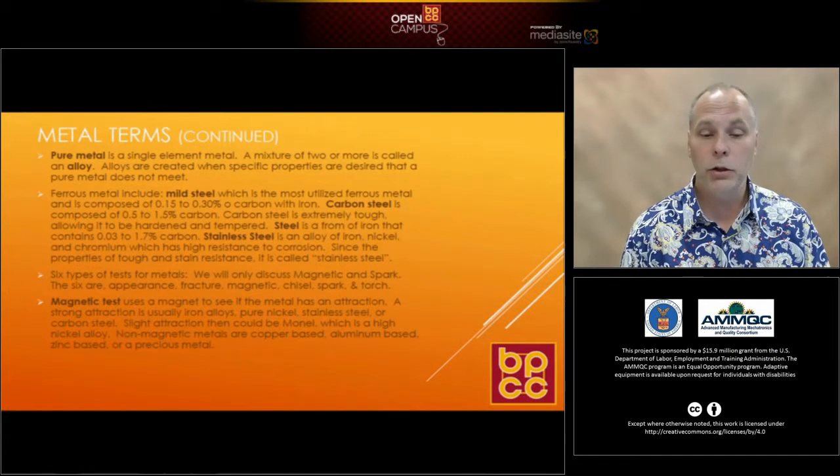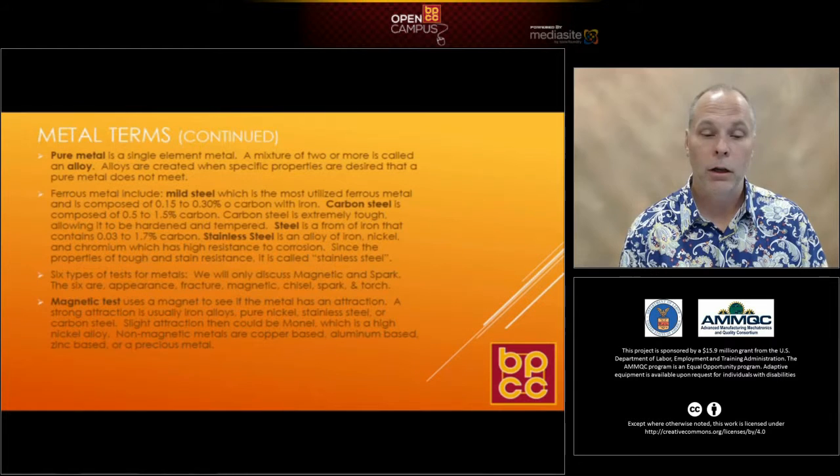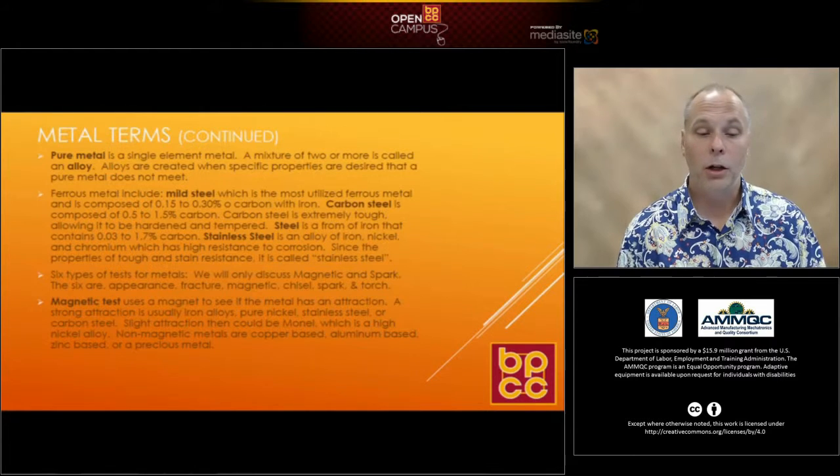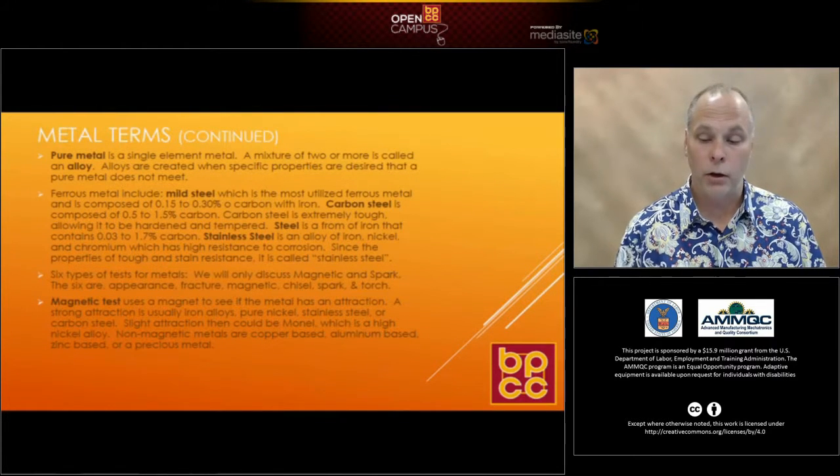The magnetic test uses a magnet to see if the metal has an attraction. A strong attraction is usually an iron alloy or a pure iron of some sort, pure nickel, stainless steel, or carbon steel. A slight attraction could be what they call a Monel, which is a high nickel alloy. Then you have non-magnetic metals such as copper, aluminum, some zinc, and some other metals such as titanium. You'll see that on the magnetic slide as well. So go over and look at the video, it's only a few minutes long, on the magnetic test of different types of materials.